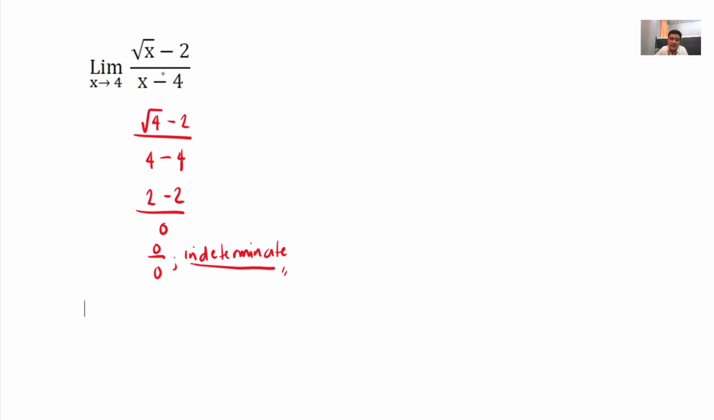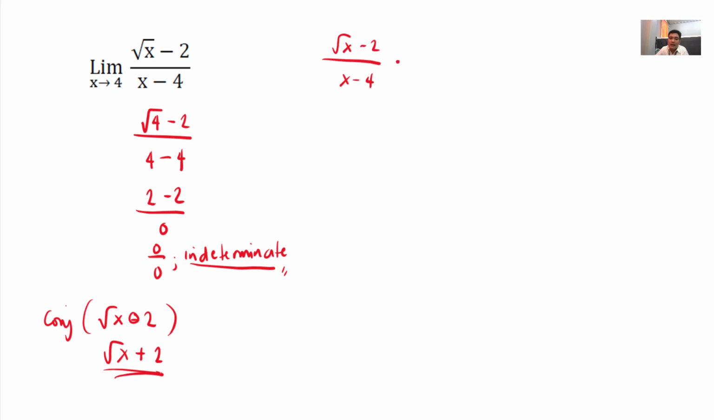We rationalize the given function by multiplying the conjugate of the numerator to both numerator and denominator. Tama ba? So ang gagamitin natin is yung square root of x minus 2. Ano ang conjugate niyan? The conjugate of this is square root of x, palitan natin yung sign sa gitna, positive 2. So square root of x plus 2. Tama? So it becomes square root of x minus 2 all over x minus 4 times square root of x plus 2 all over square root of x plus 2.